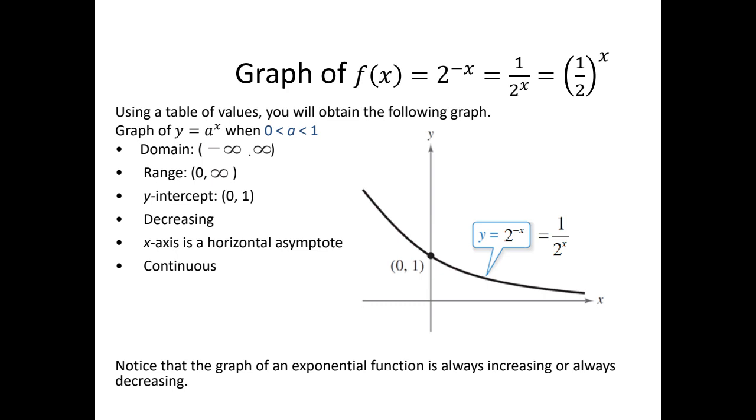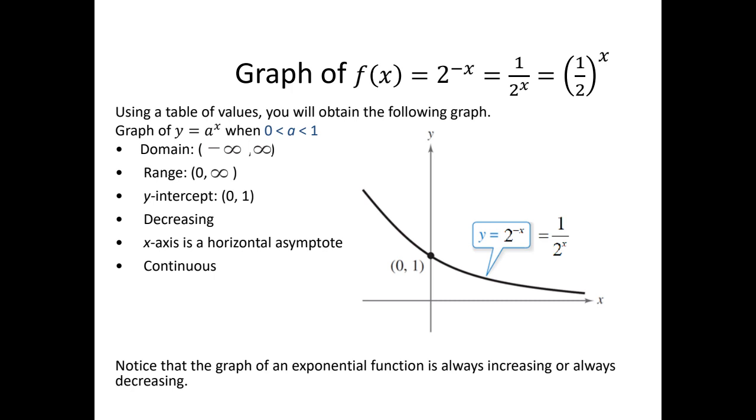It's always going to be, in interval notation, from negative infinity to positive infinity. Now, my range in this particular one didn't change because it was just a reflection on the y-axis. So the range is still from 0 to positive infinity. My horizontal asymptote still did not change. It's still the x-axis, or in equation format, y equals 0.